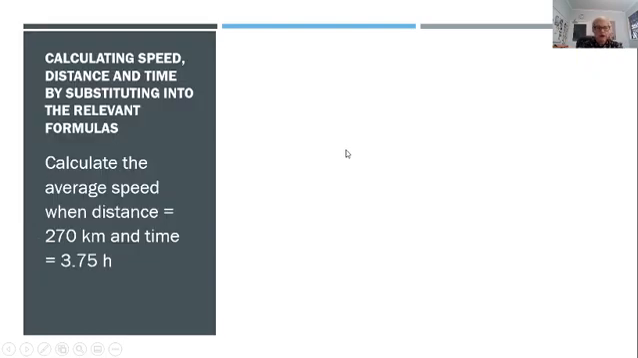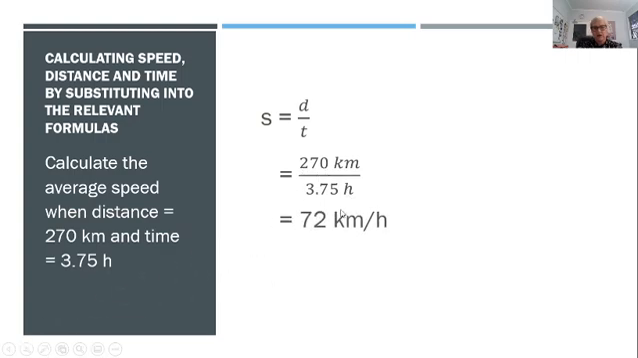All right, so let's do this. So calculating speed, distance, and time by substituting the relevant values. So calculate the average speed when the distance is equal to 270 kilometers and the time is 3.75 hours. Always write down your formula first. So speed equals distance over time. Our distance is 270, our time is 3.75. There you go, you put in your calculator, 270 divided by 3.75, and you get 72 kilometers per hour.